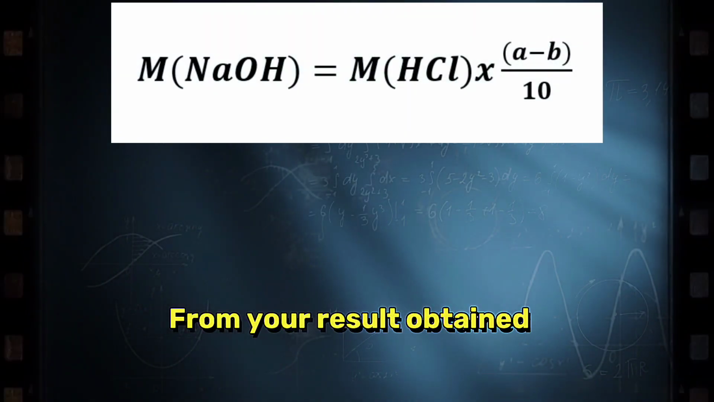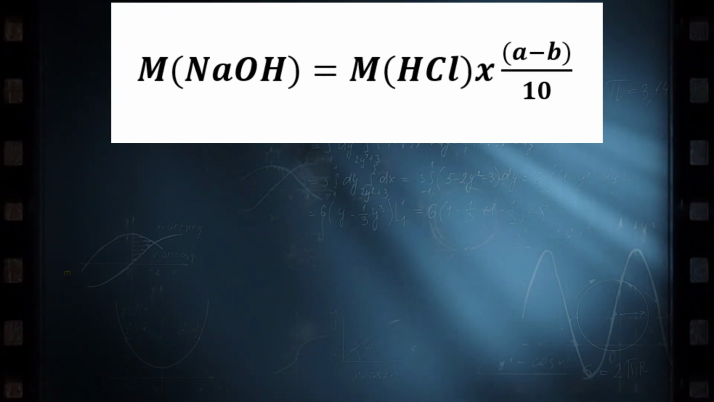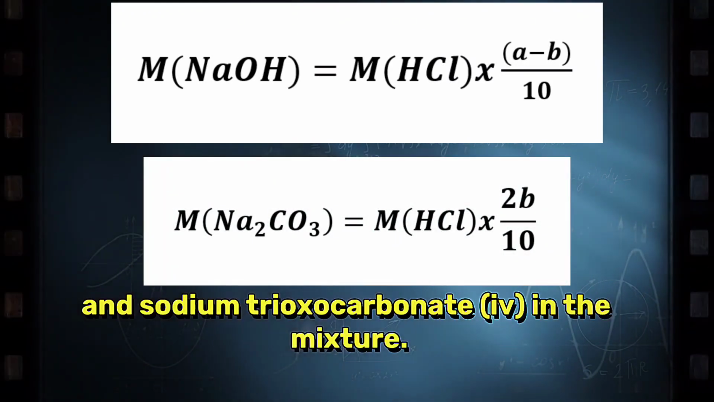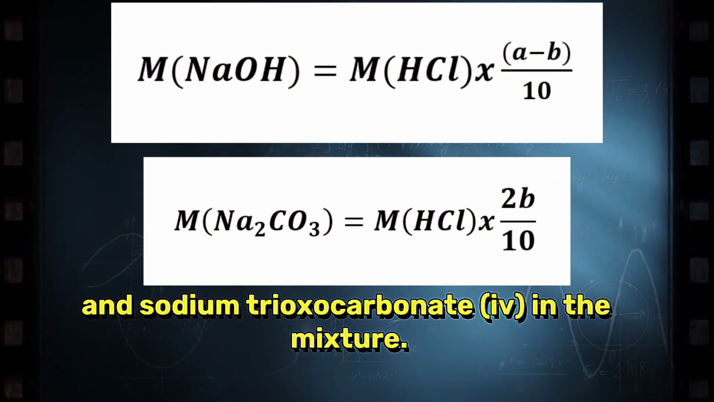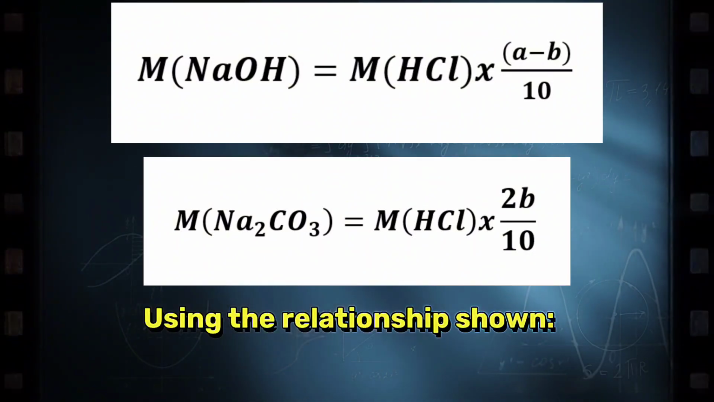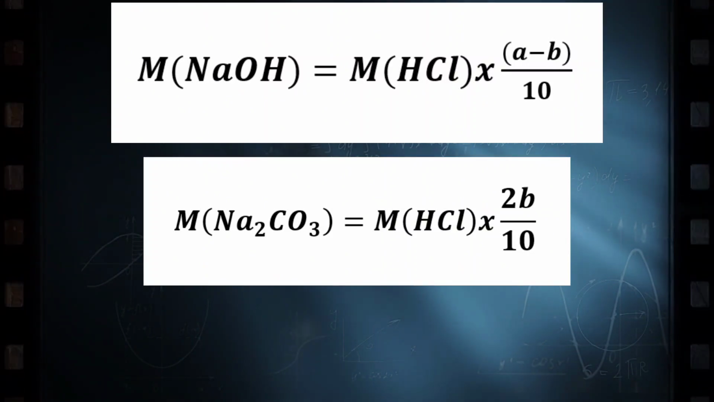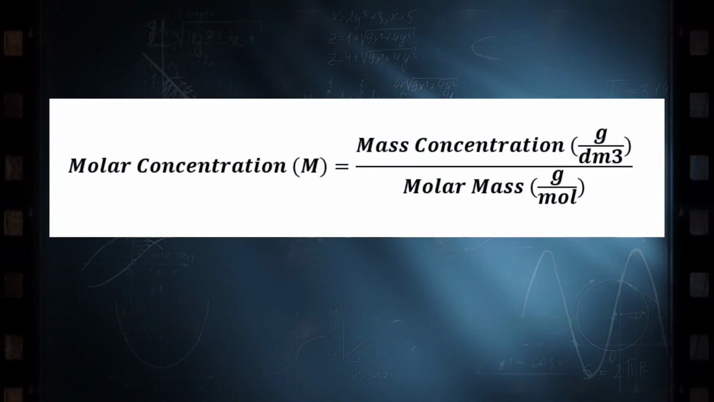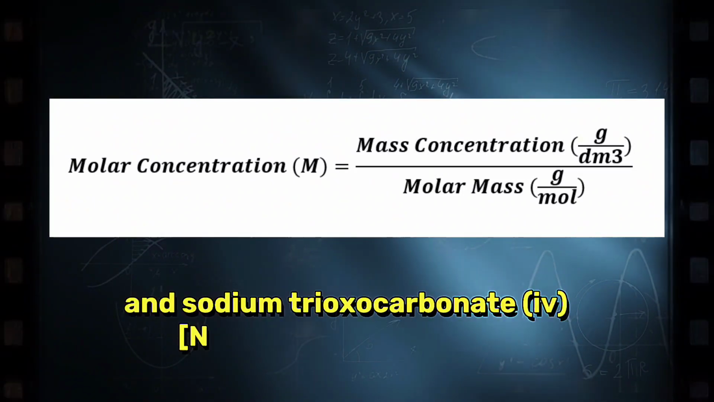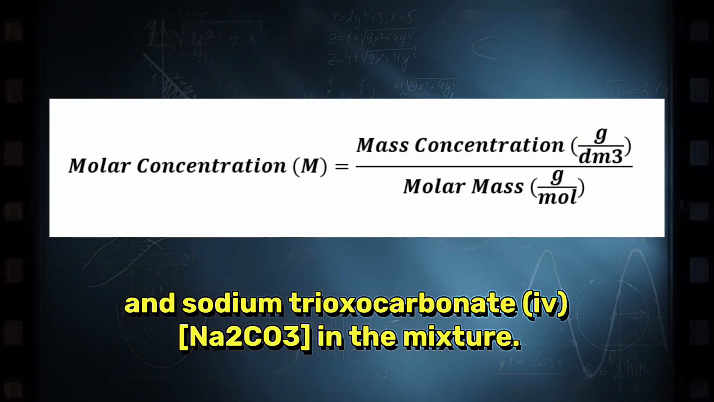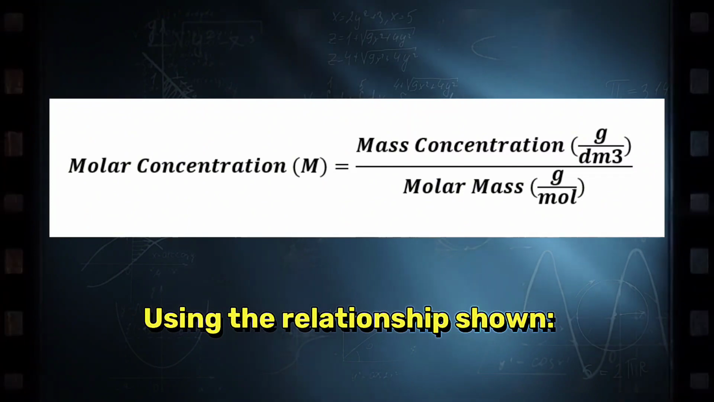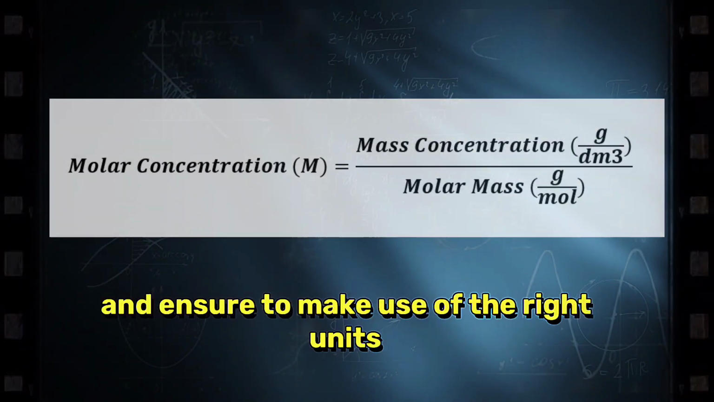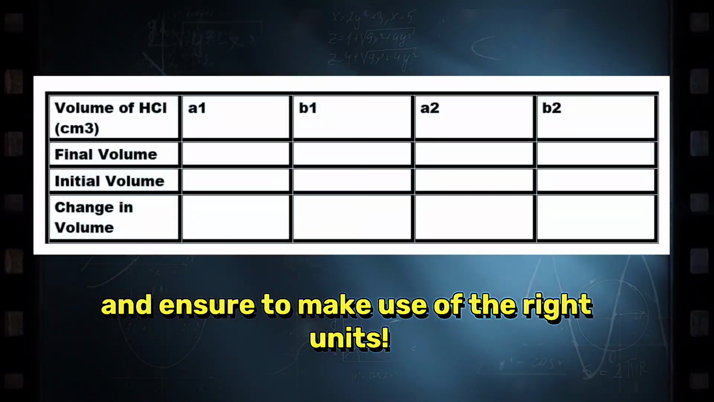From your result obtained, calculate the molar concentrations of the sodium hydroxide and sodium trioxocarbonate(IV) in the mixture using the relationship. From your result, also calculate the amount in grams of sodium hydroxide and sodium trioxocarbonate(IV) in the mixture using the relationship. Report accordingly and ensure to make use of the right units.